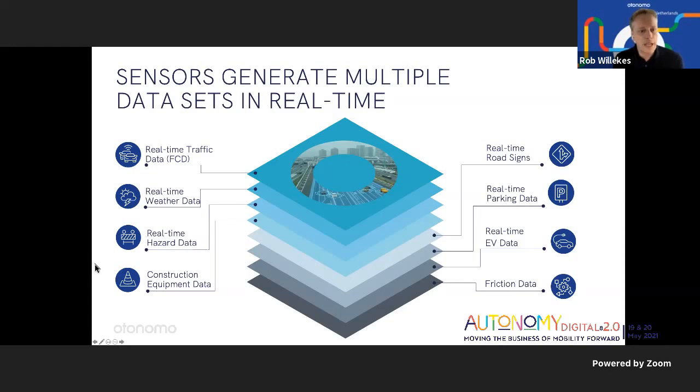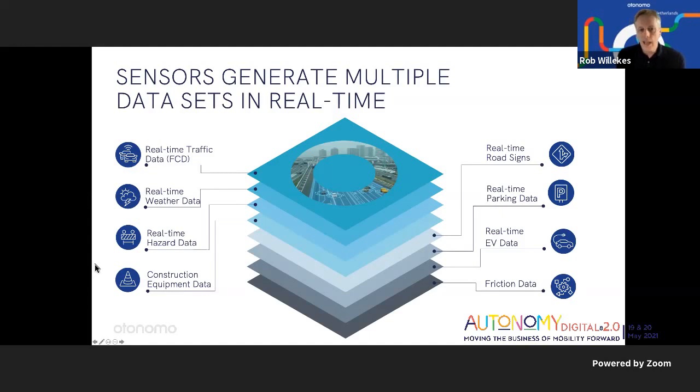construction information, so data where construction is happening, but also road signs can be updated in a real-time fashion or can be used in a historical way by updating digital maps. And of course, parking data. If I can get information about parking, where I can park, where there's a parking spot available.